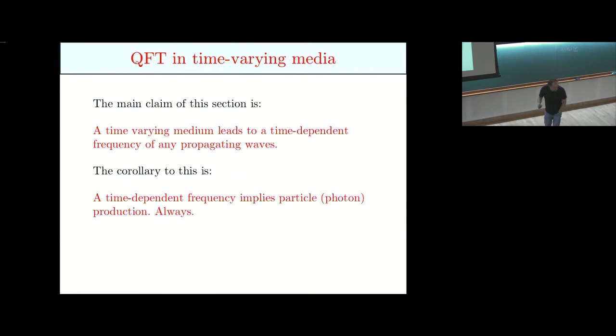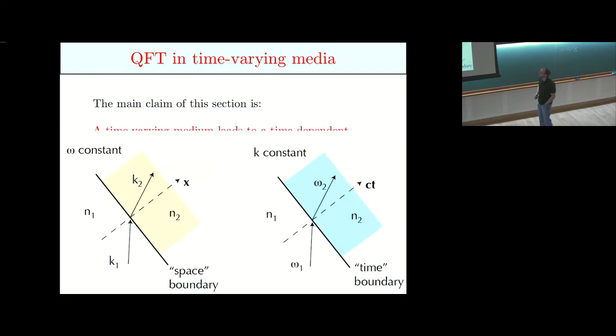Now, I wanted to very briefly, because it's not the main thing I wanted to point out here, go over, for the benefit of people who weren't here for last year's lectures, these two claims. The first claim is that a time-varying medium leads to a time-dependent frequency of any propagating waves inside that medium. And as a corollary, a time-dependent frequency implies particle, or in our case, photon production, always. An unavoidable consequence. I won't do a proper mathematical derivation of this. I'll just give a hand-waving analogy of why this has to be so.